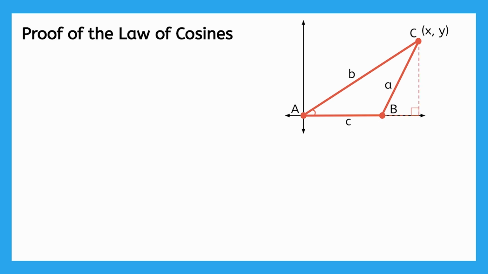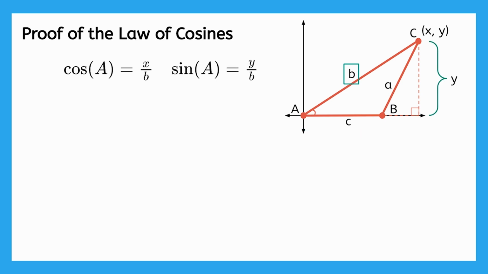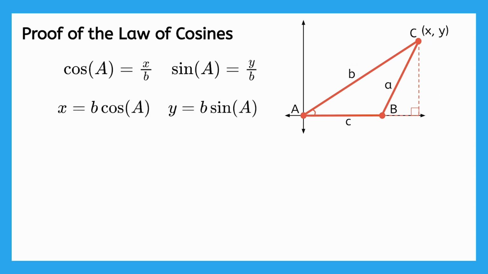Next, we'll draw an altitude of this triangle from vertex C so that we can use right triangle trigonometry to represent angle A. Cosine of A is the ratio of x over b, and sine of A is y over b. Let's rearrange both of those equations to get x equals b times the cosine of A and y equals b times the sine of A. We'll set those equations aside for now and grab them in a few moments when we need them.